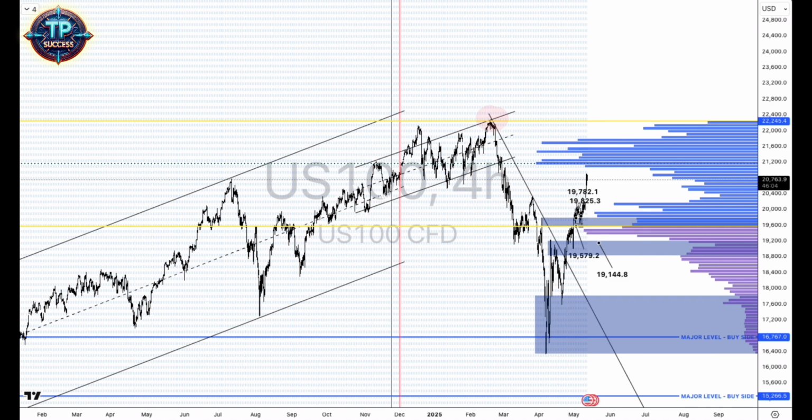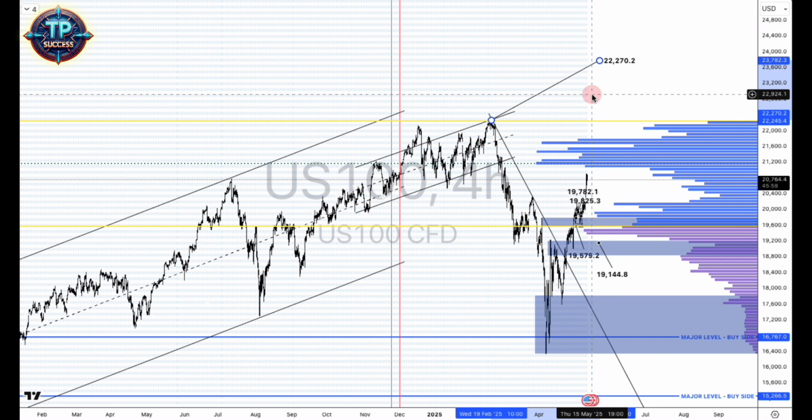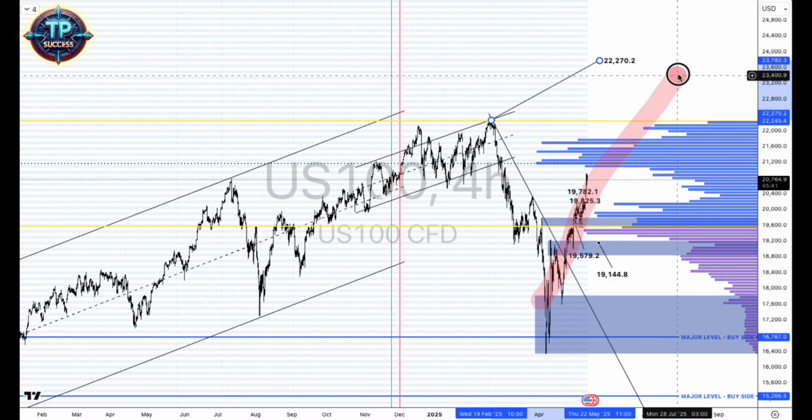let me just put a level on that. So once this level is taken out, which is 22,270.2, bro, the party's back on. The party is back on, right? Because I believe that level is going to get taken out. The uptrend is back. You have nothing to worry about if you're taking long positions.